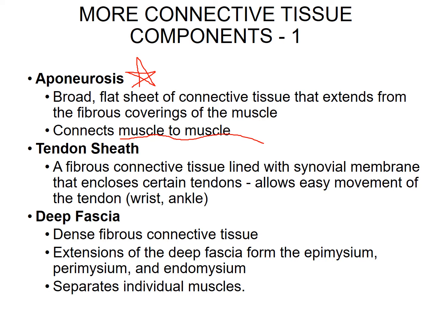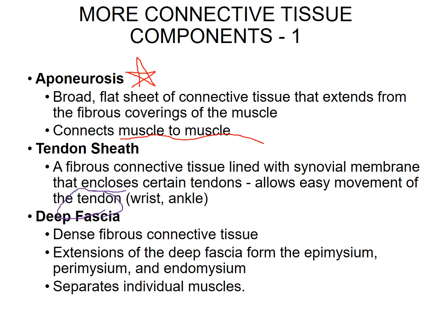Next structure is a tendon sheath. We learned what a bursa was a couple chapters ago in the joints chapter. Recall what a bursa is. It's just kind of a pillow, a fluid-filled sac of synovial membrane, synovial fluid, inside of the joint, right? And the tendon sheath is kind of the same exact thing. The difference is it's outside of the joint, surrounding the tendon.